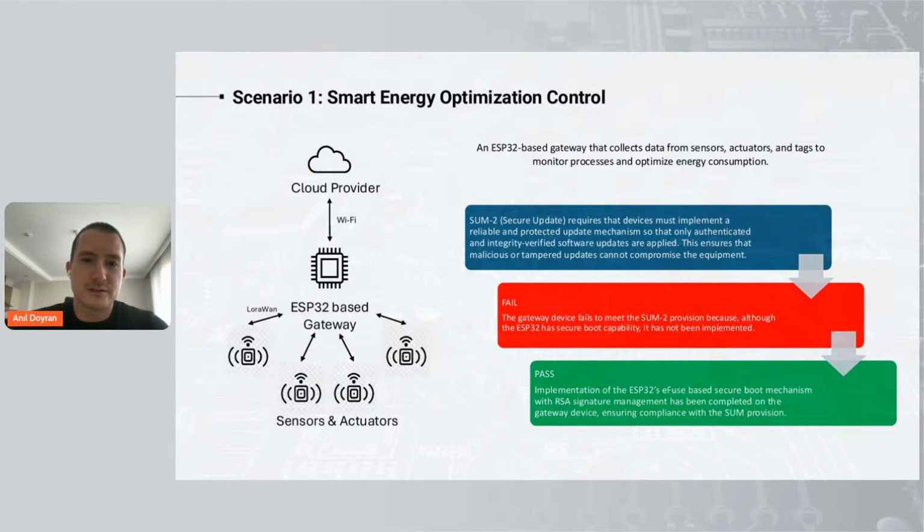The first scenario is a smart energy optimization control. There's an Espressif-based gateway that gathers data through sensors and actuators over the LoRaWAN interface, and this gateway is connected to the cloud over Wi-Fi. This gateway tries to optimize the energy consumption in houses or factories. The SUM provision in RED DA says that the update mechanism must be reliable and protected, so that only authenticated and integrity-verified software is running on the device.